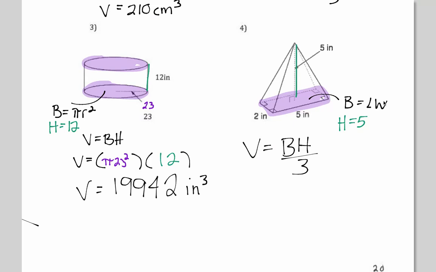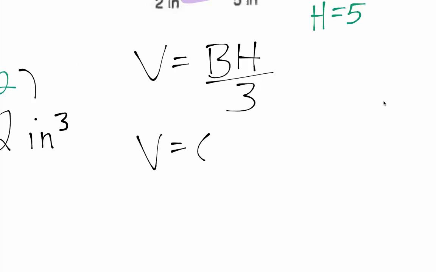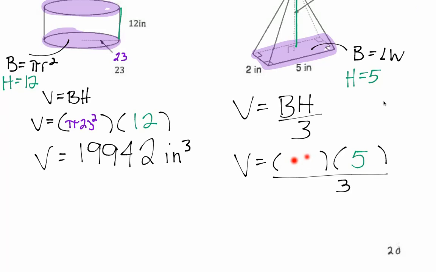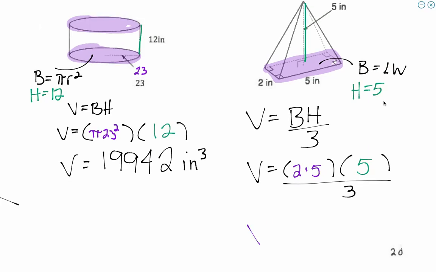cubic inches. You guys don't have to worry about the units when you put your answers in. I'll put them in here, but you guys don't have to worry about that. The height is 5. The B value is length times width, so that's 2 times 5. So volume is, I think this comes out to 17, which is 50 divided by 3, 17.